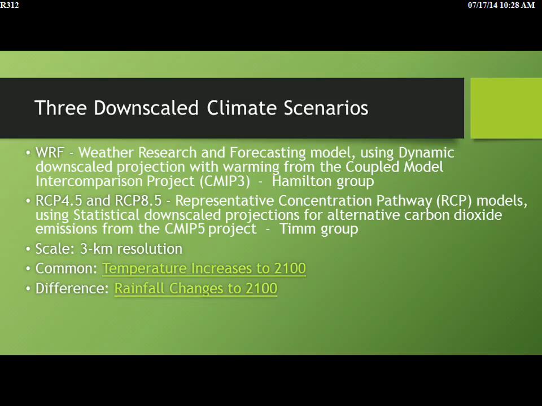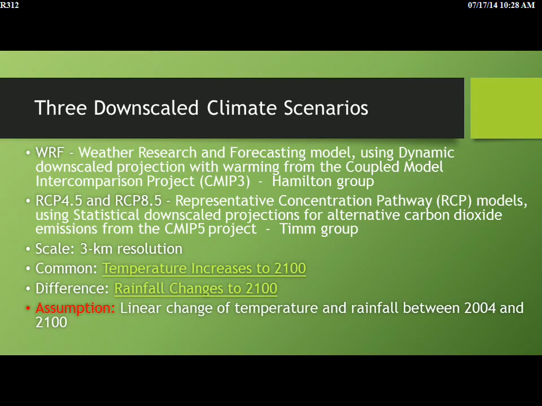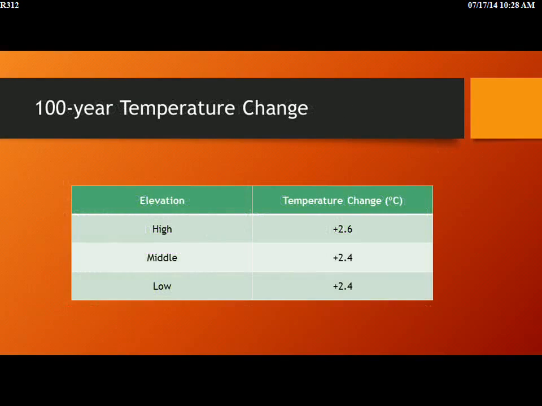There seems to be agreement between the models of what's going to happen with temperature up to 2100, but there seems to be quite a bit of difference between what they think is going to happen with rainfall. And as you'll see, that actually is potentially pretty important. In order to implement these, we basically assume that there's a linear change in the climate change parameters from now until 2100, just to keep things simple. We're looking at the trends.